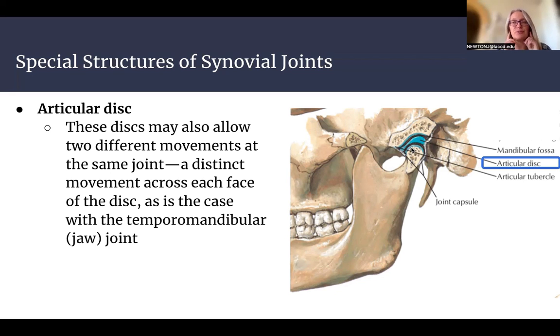This allows us to move our jaw in different ways, so that we can open and close our jaw, but we can also move our jaw forward. I'm going to talk about these movements in a few slides' time. But it's because of this disc that we have that kind of play available in that synovial joint.